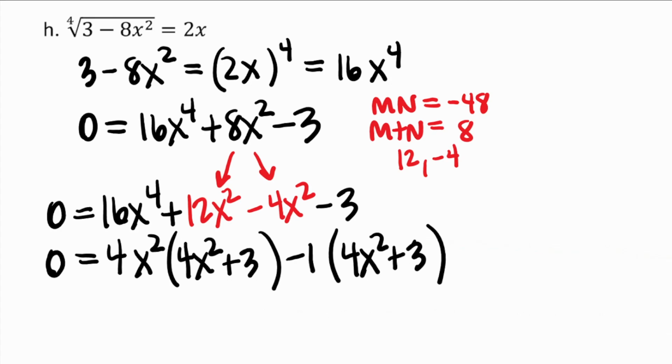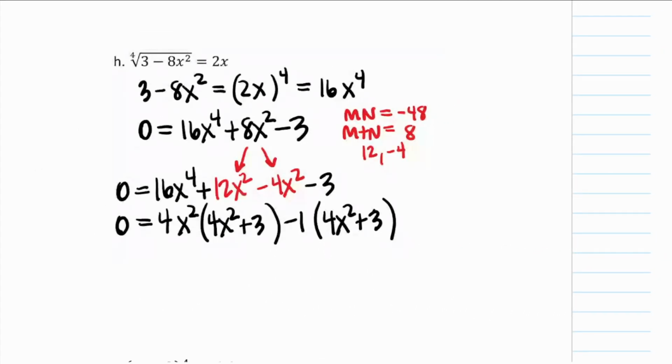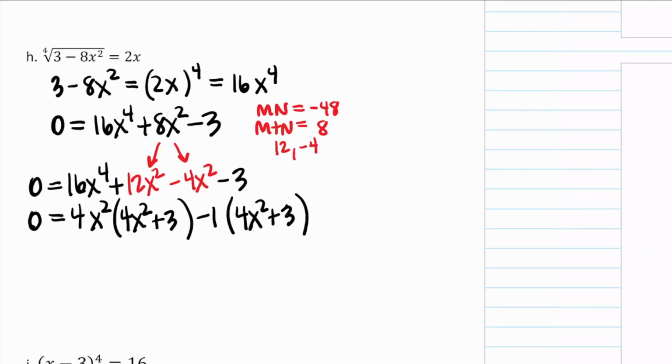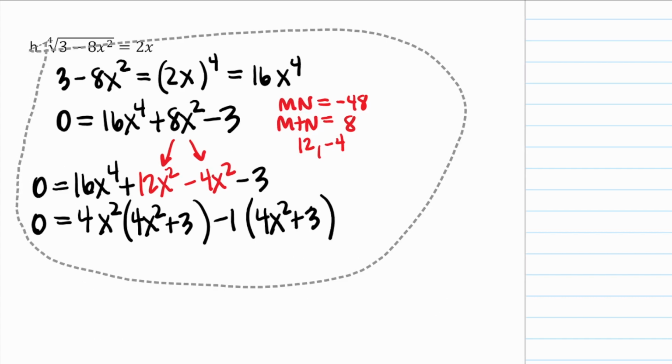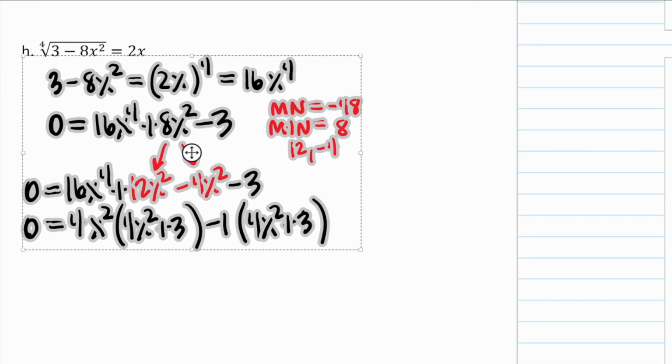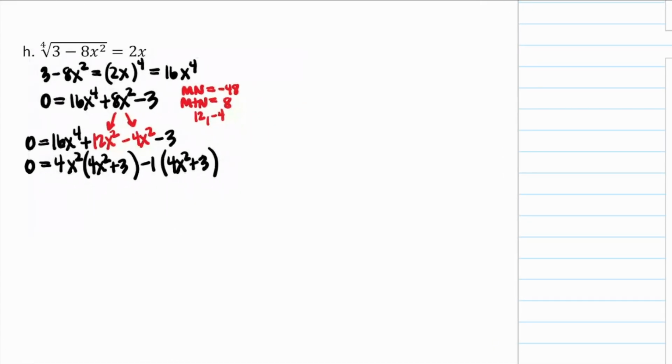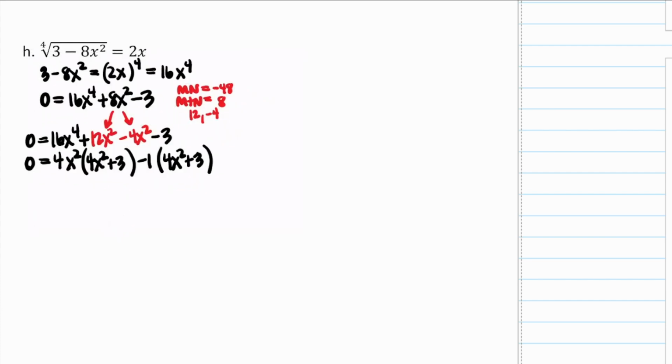Then, alright, I'm going to keep going. And I've got a little bit more room to work here, but I think I'm going to preemptively shrink that down, because I know I'm going to need to check my solution because I took the fourth power of both sides of an equation. Right, and I'll have 0 equaling 4x squared plus 3 times 4x squared minus 1.